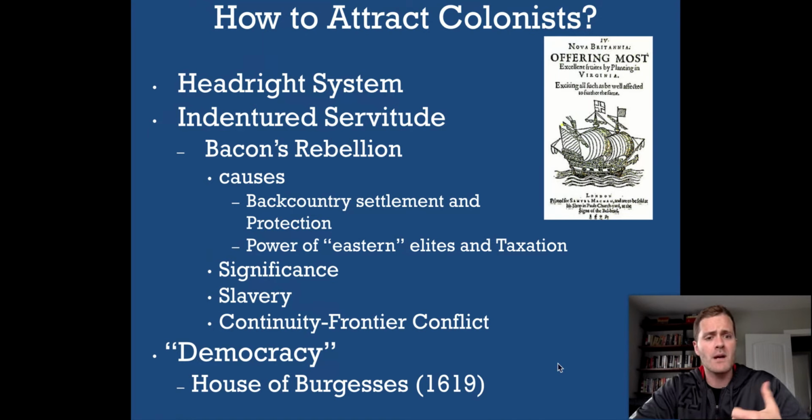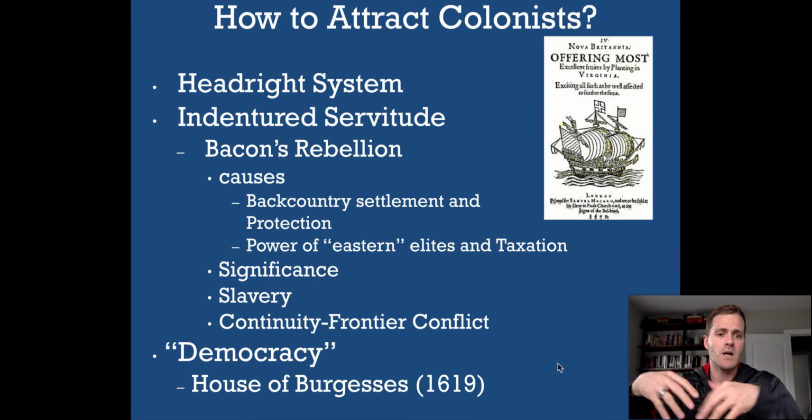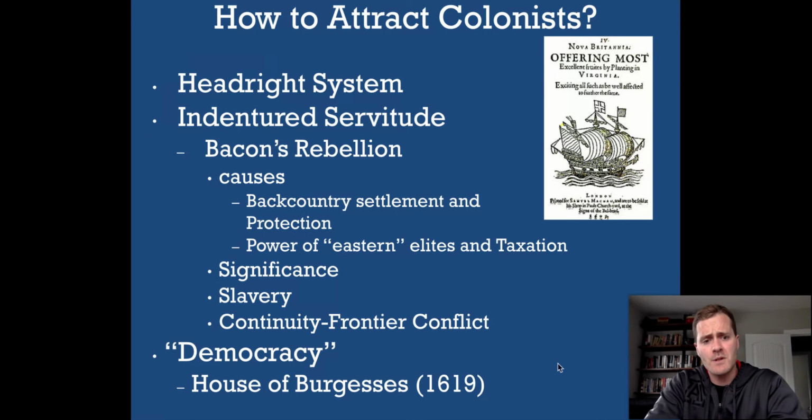And once tobacco becomes a successful cash crop for the Jamestown colony, the next question becomes, how do we get more people to come? Because with more people come, that creates more stability, that creates more economic wealth, that creates more prosperity. And some of the ways in which we're going to attract people to come are going to then create systems that are going to cause social conflict down the road. The first is the headright system.